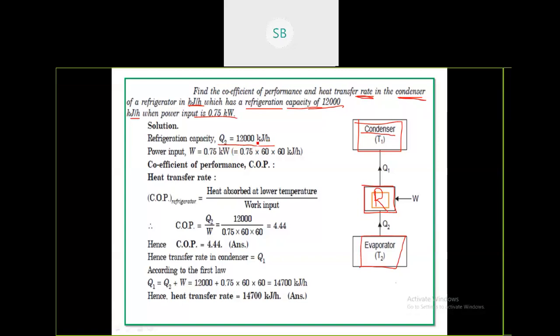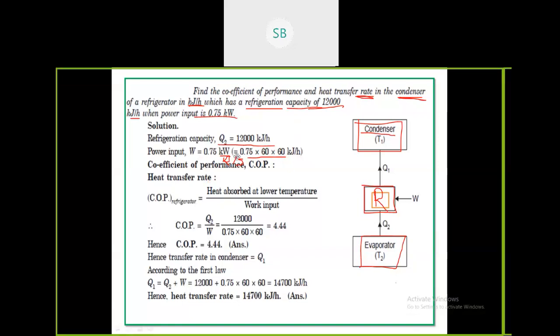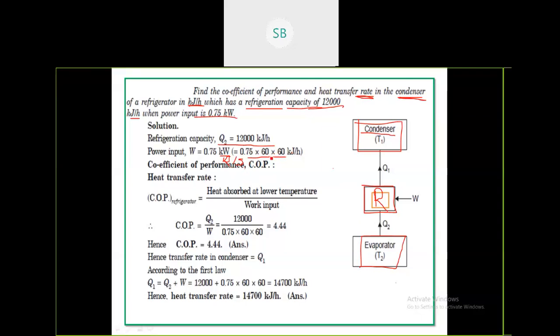We put kilojoule per hour. Now we convert that kilowatt into kilojoule per hour. For the conversion, it is 0.75 into 60 into 60, because the kilowatt is given as kilojoule per second. So we just convert that second into hours. For that we multiply by 60 by 60, and we convert it into kilojoule per hour.